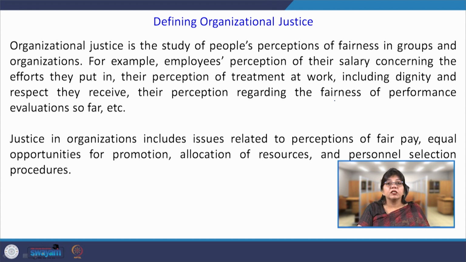For example, perception of their salary concerning the efforts they put in, their perception of treatment at work, including dignity and respect they receive, their perception regarding the fairness of performance evaluation so far.